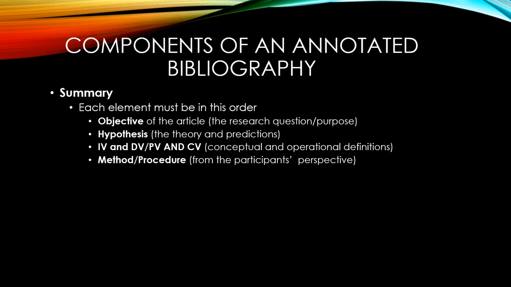Okay, and then you're going to give me the method and procedure. Really, you can do this with either an experiment or a correlational study, right? So for example, if it's an experiment, I want you to tell me the step-by-step process from the participant's perspective, right? So if it was a study looking at caffeine and memory, you might start out with the researchers randomly assigned participants to either a no caffeine condition, a low caffeine condition, or a high caffeine condition.